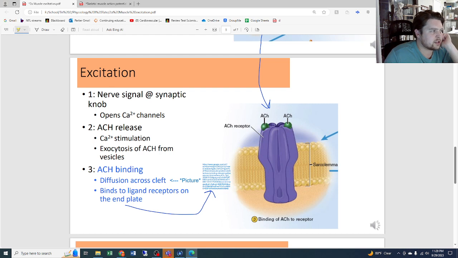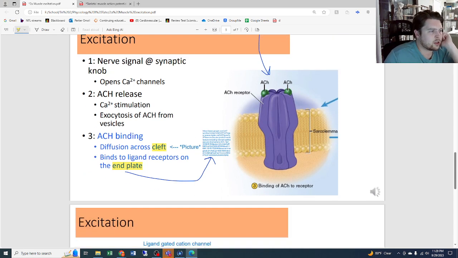The acetylcholine binds on these receptors, causing these specific channels to open. And that was right here, it's talking about the end plate. These ligand receptors are on the motor end plate, and it diffuses across the cleft, which is the space in between that neuron cell and the muscle cell, between the neuron and the sarcolemma. Remember, sarcolemma is the membrane of the muscle.